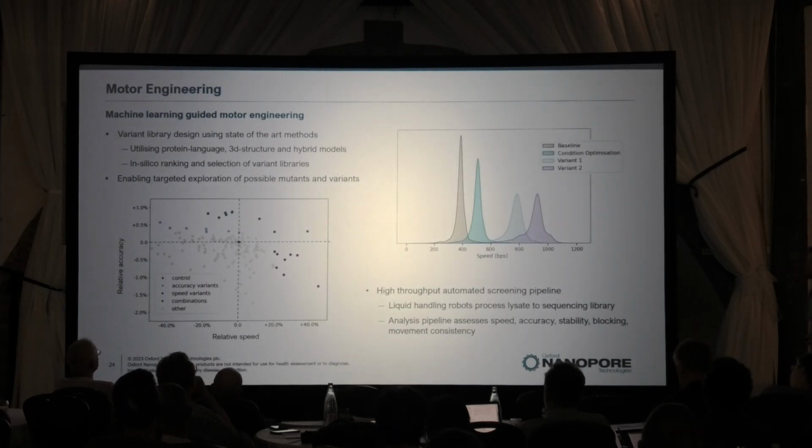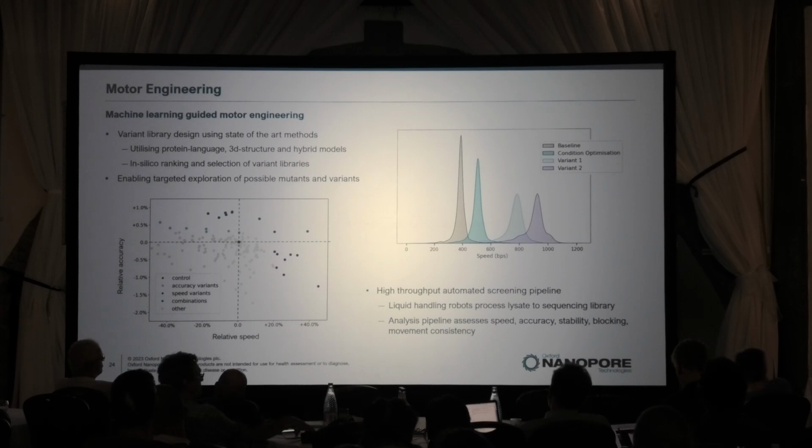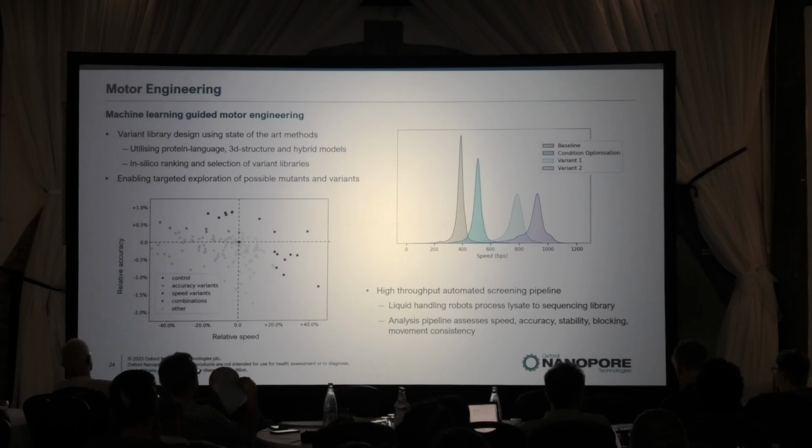So we've got a motor that works, but we're always looking to improve it and optimize it. We've got a big effort at the moment using our machine learning guided enzyme engineering methods, which are taking a lot of the latest tools, such as the protein language models, the 3D structure hybrid models, ESM, MPNN, if anyone's familiar in the field, to try and use these to optimize and improve our motors. And by that, I mean we're generally looking for things that move fast, but move consistently. So we want to make sure we've got a motor that is always moving forward at the same speed and the same rate.